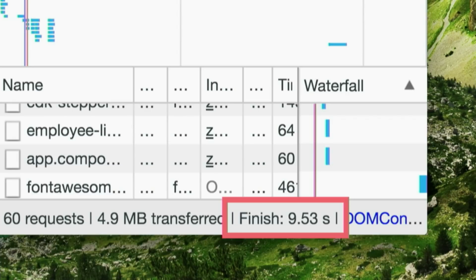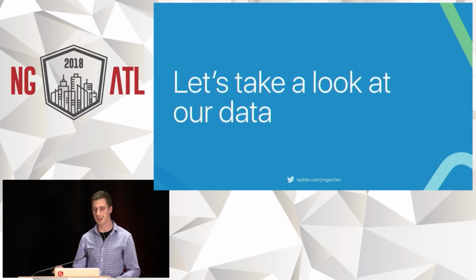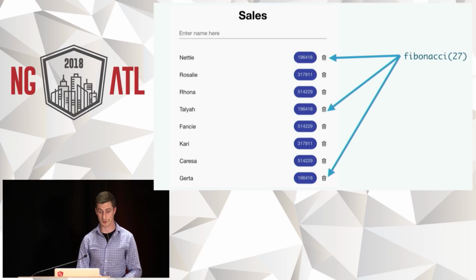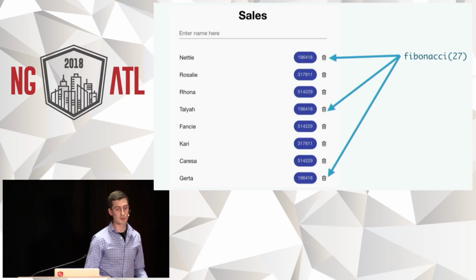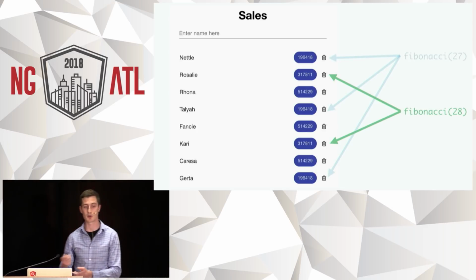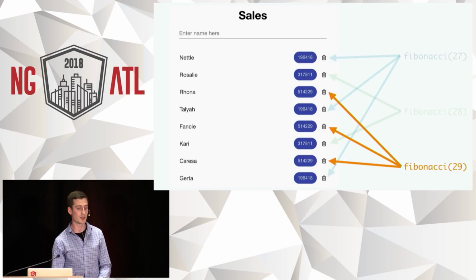And in order to improve it, in order to reduce the calculations which are happening initially, we need to take a look at our data. So in our data, we can notice several things. First of all, we're invoking Fibonacci for a very common set of values. We have Fibonacci of 27, 28, and 29.